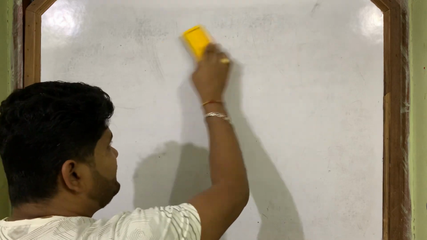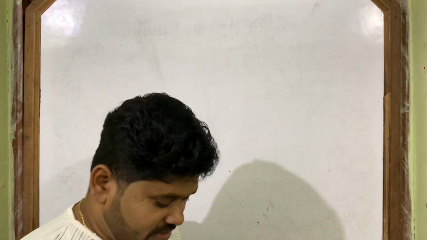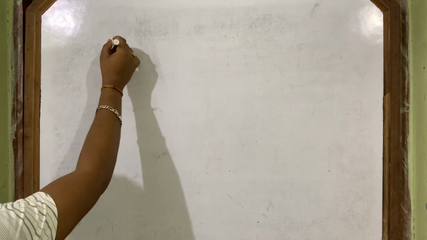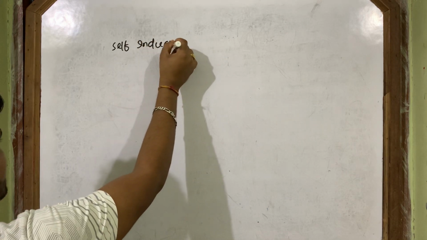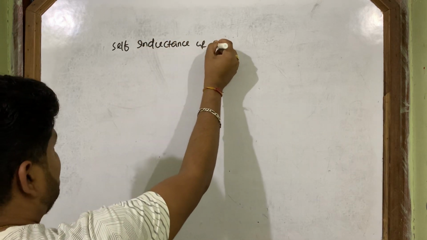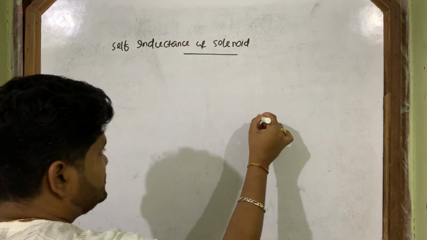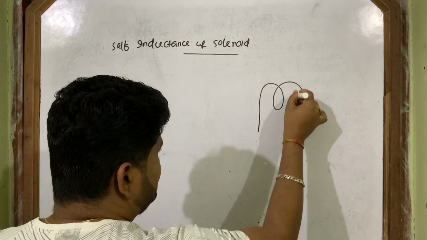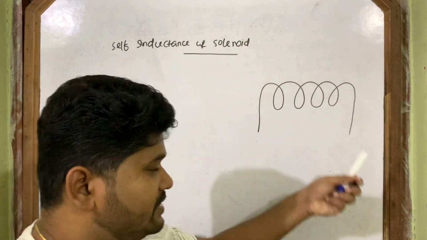Now we find the expression of self-inductance of a solenoid. A solenoid is a coil, so we will find the expression for the self-inductance of a solenoid. This is the solenoid. You know, a solenoid is wound in the form of a helix.